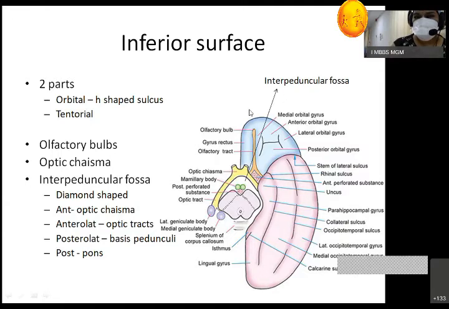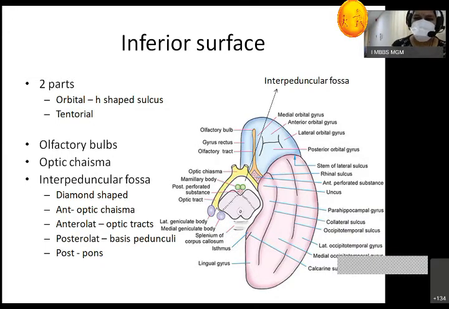So now after the optic chiasma, there is a structure, or not exactly a structure, a fossa is present, a depression is present. This depression is called the interpeduncular fossa. Interpeduncular means in between the two peduncles. So the basis pedunculi, which is a part of the midbrain, then in between these two peduncles there is a big depression. So this depression is called the interpeduncular fossa.